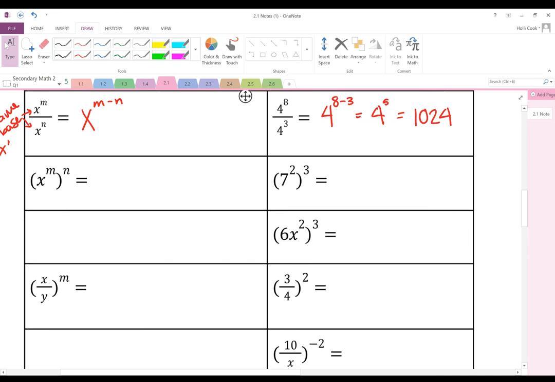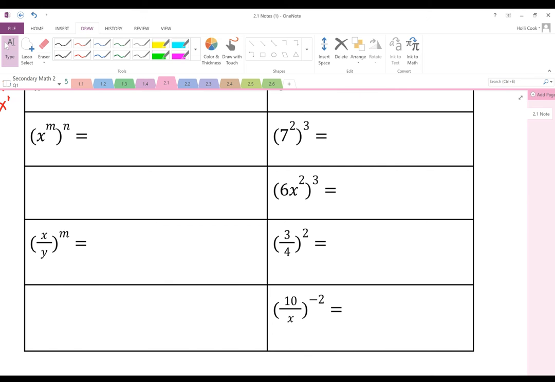Okay, now let's look at this next rule. This next one, we've got some power raised to another power, right? X to the m power raised to another power, raised to the n power. So maybe we had x cubed squared, right? So it's raised to 2 powers. So that squared right here, that just means times itself, 2 times. So really we're doing x cubed times x cubed.